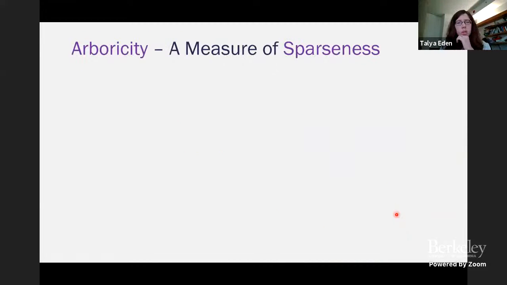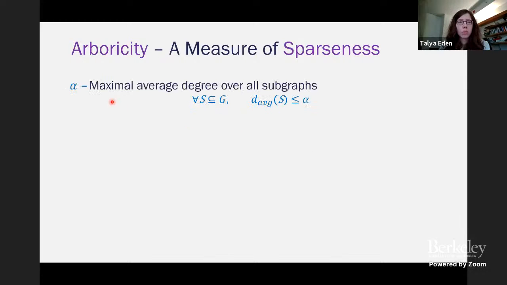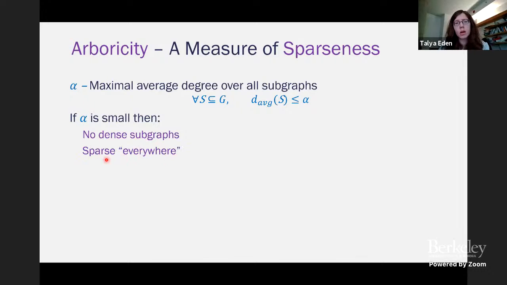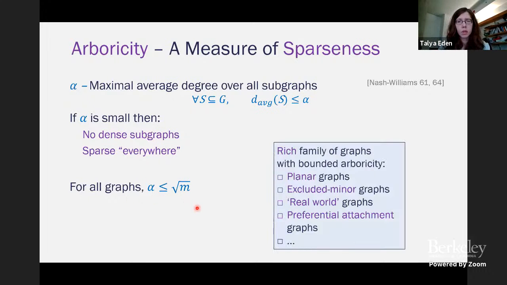Okay, so now what is the arboricity of a graph? It's a measure of sparseness. This is not the exact definition, but it's equivalent: it's the maximal average degree over all subgraphs. So for any subgraph S of G, its average degree is at most alpha. If alpha is small, then we know that there are no dense subgraphs and that the graph is sparse everywhere. This will help us in bounding the complexity of our algorithm. And we know that for all graphs, it holds that alpha is at most square root of m.